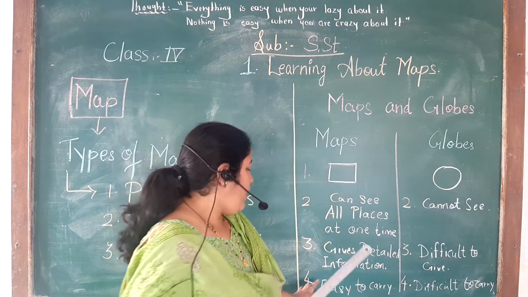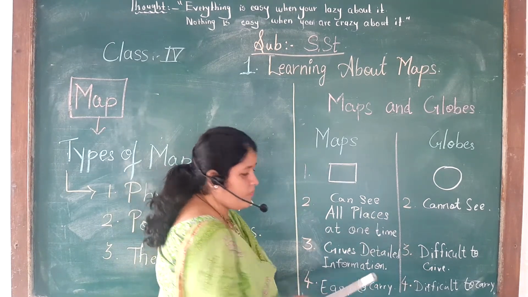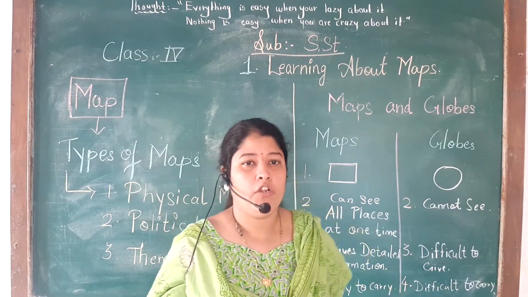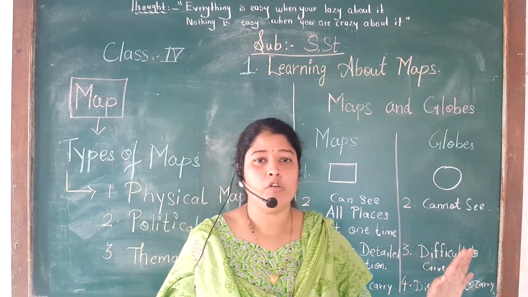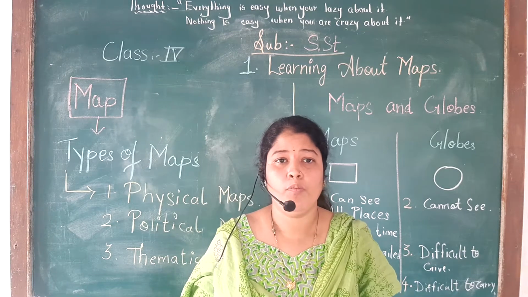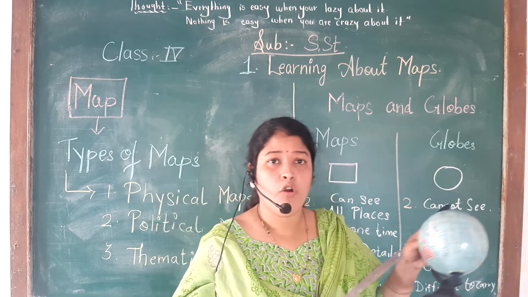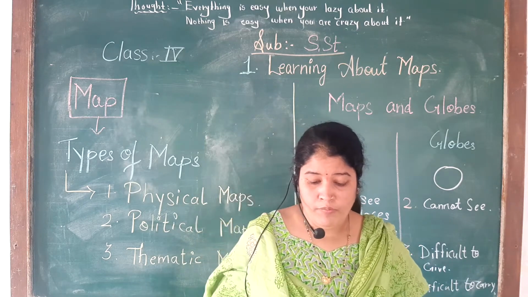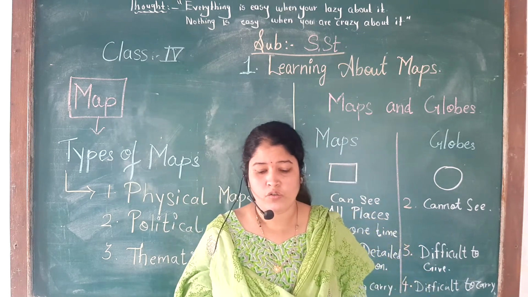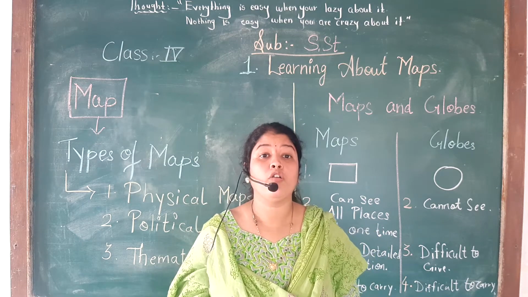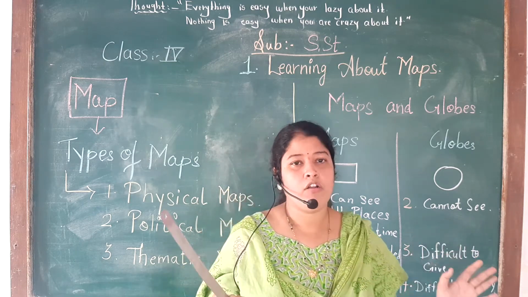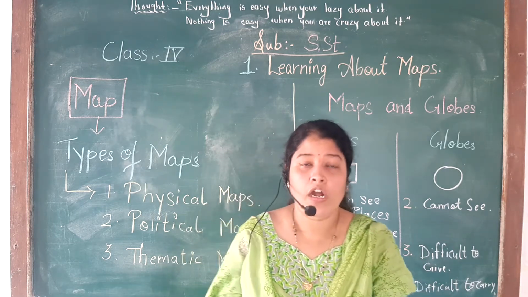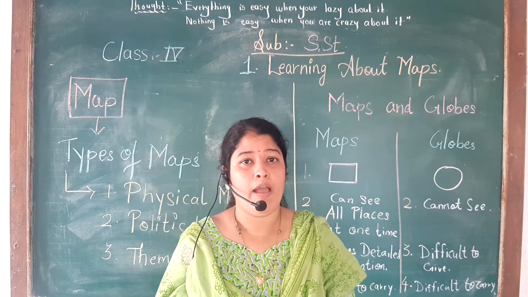Then maps are easy to carry. Yes, suppose this is one map, I will fold it, put it in my pocket. Where I want to go, I can go. Where I want to open it, I will open and see it. But is the globe easy to carry? No, it becomes a bit difficult. So, maps are easy to carry around, whereas globes are difficult to carry around because of their size. Some maps are also big, but you can fold it and place it. Okay, so understood these 4 points about maps and globes.